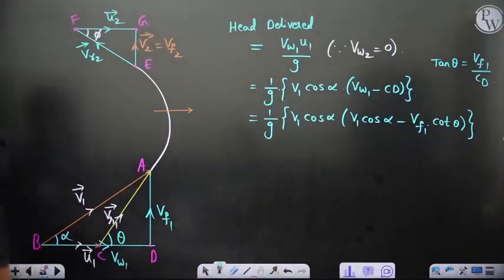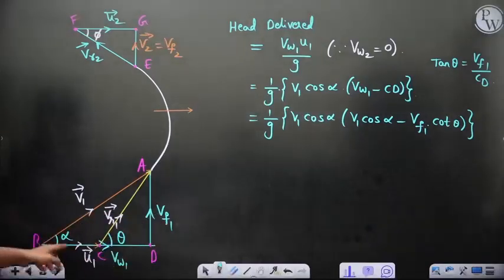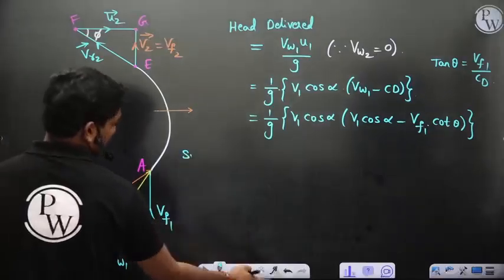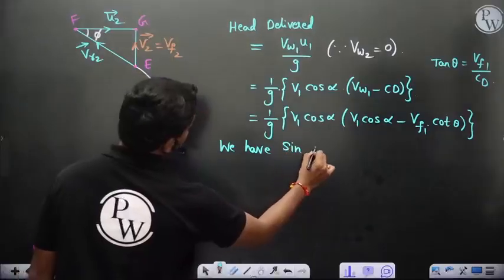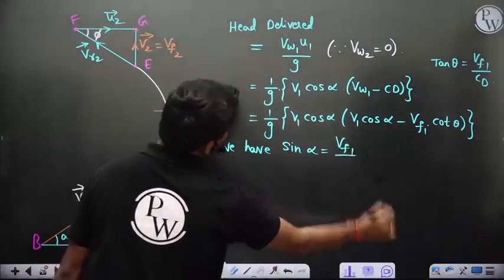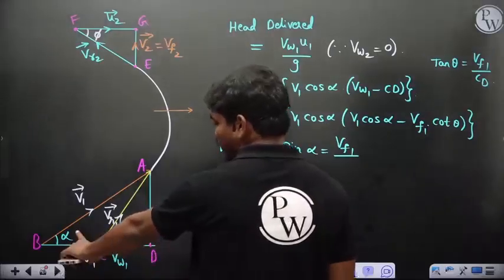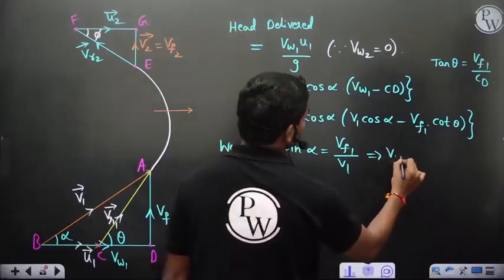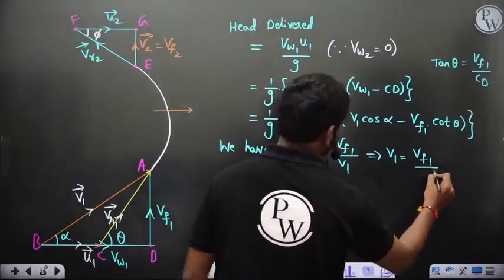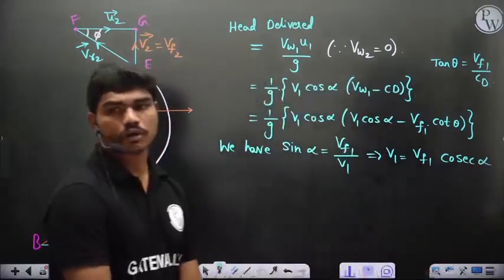Now what about V1? V1 can also be modified in terms of VF1. So sine alpha is VF1 by V1. So V1 can be written as VF1 by sine alpha, or VF1 cosecant alpha. Just a bit of trigonometry, so you have to figure out the things, that's all.